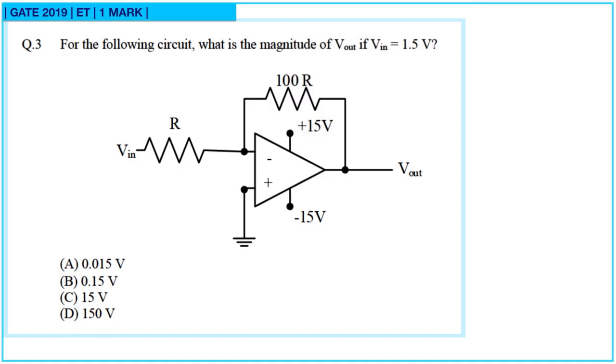Question 3. For the following circuit, what is the magnitude of V out if V in is 1.5 volt? So here V in is given 1.5 volt. This is an inverting amplifier since input is given to the inverting terminal, and feedback is given.